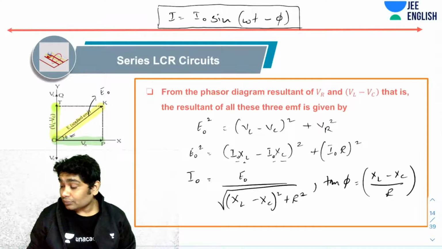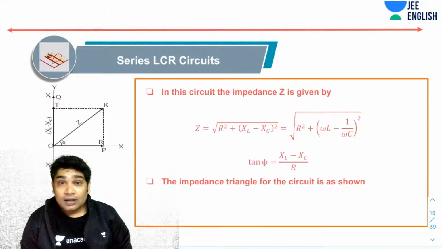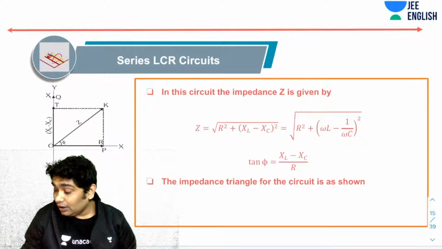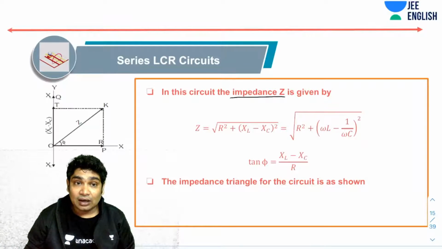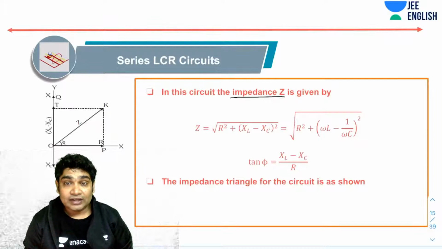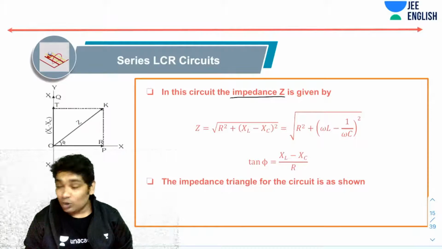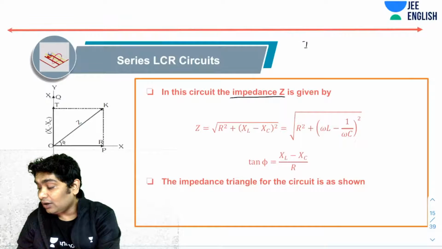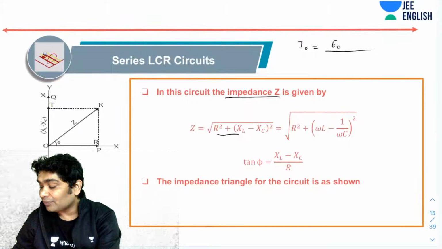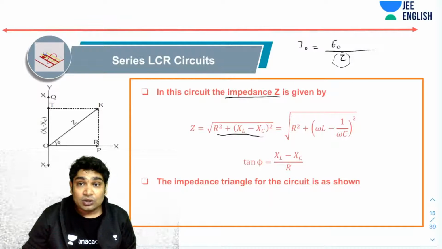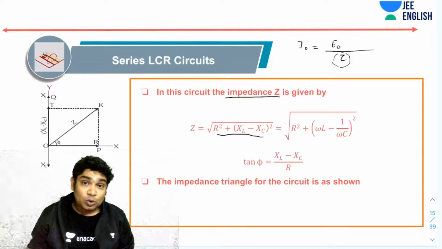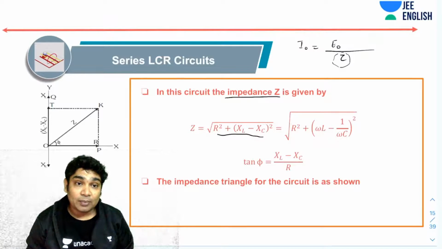Okay, now again in this circuit the term impedance is the term which is telling you how the peak value of the current will be governed. Okay, so you will realize that I naught is nothing but E naught over root of this term, right? This is what you can call Z. The greater the Z of the circuit, the lesser is the current. So Z becomes a measure of opposition to the current that is being offered by the circuit.